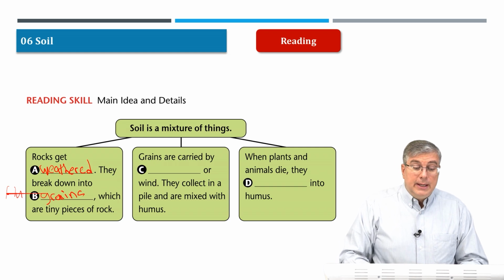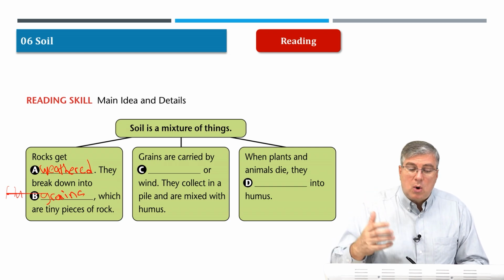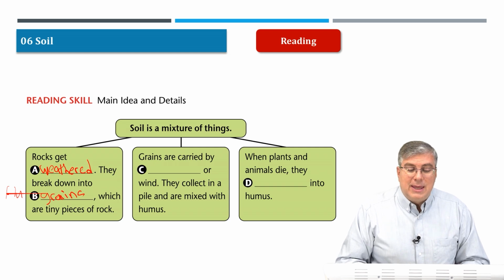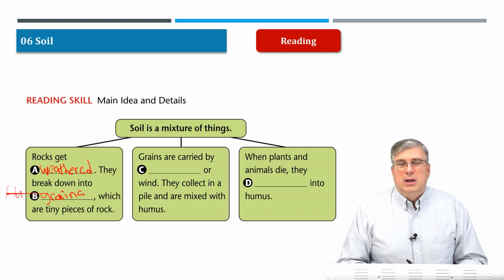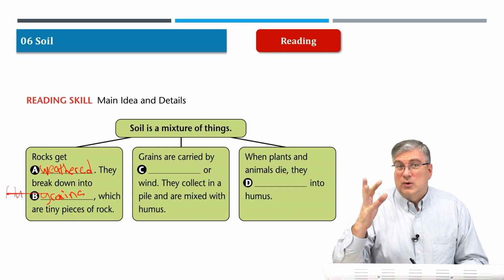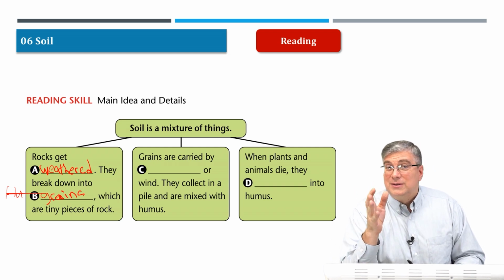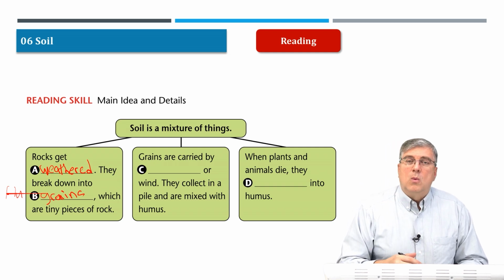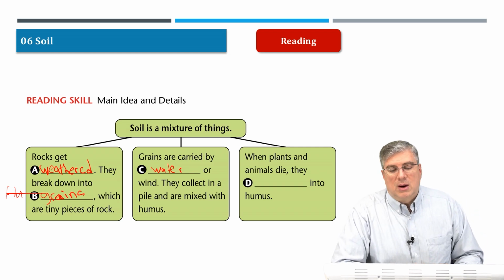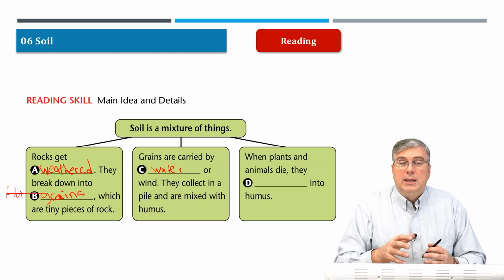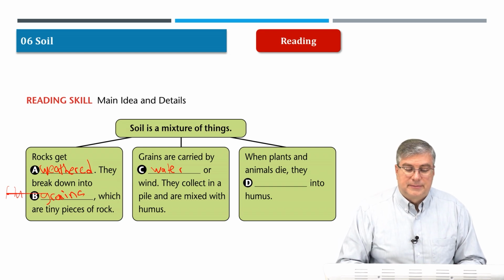Okay, grains are carried by water or wind. They collect in a pile and are mixed with humus. So grains are carried by what? What are the two things that I talked about that carry soil, whether it's silt? I remember when I talked about silt, I was talking about how they were moving. They're carried by water. So they are carried by water or wind. Grains are carried by water or wind. They collect in a pile and are mixed with humus.